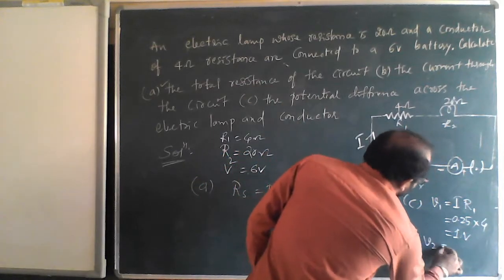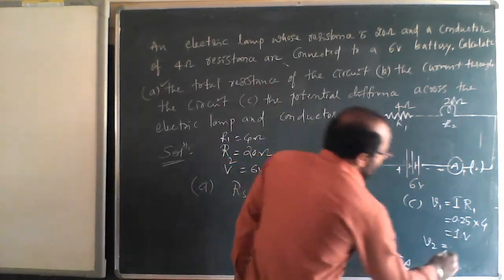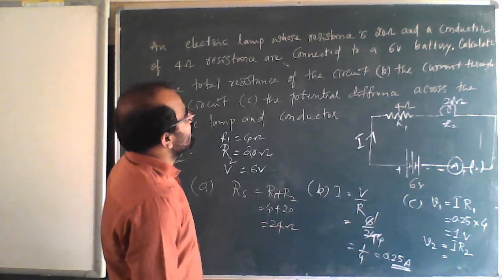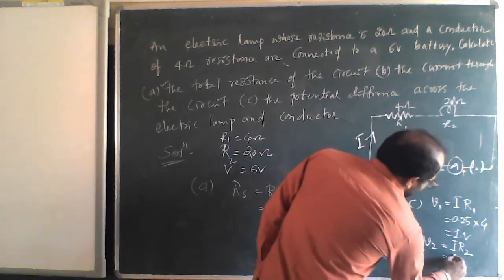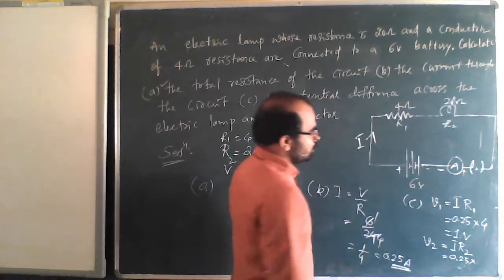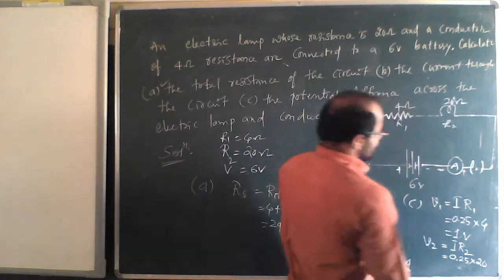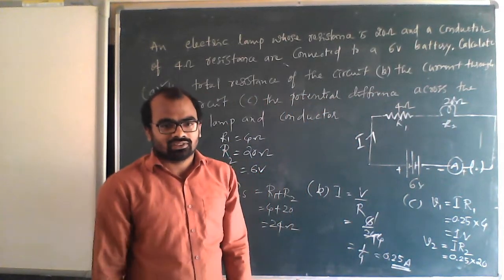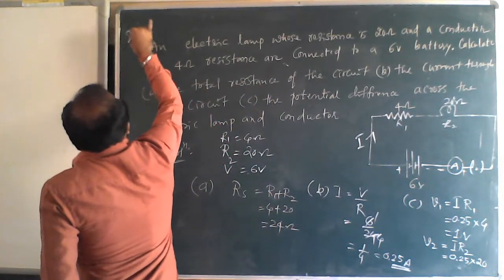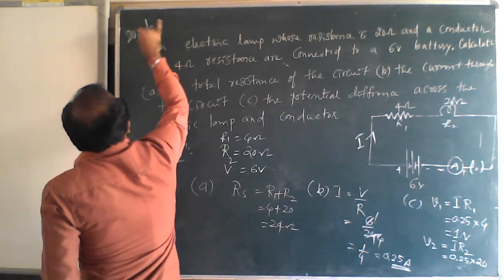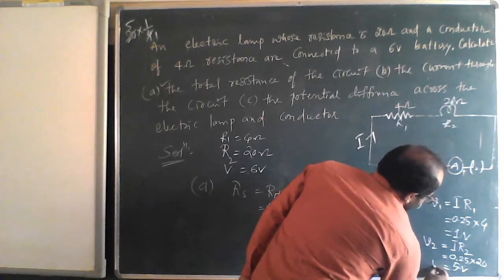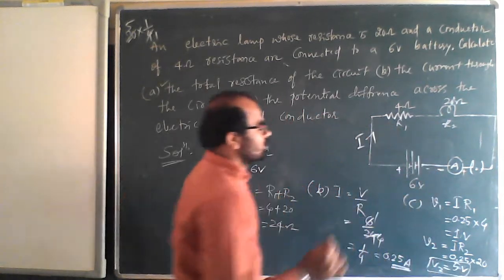So what is my V2? Similarly, V2 is IR2. We have already found I as 0.25, into R2, which is 20 ohm. 20 into 0.25 will be 5. How do you know that? 0.25 is 1 by 4, so the 4 cancels with the 20 and we get 5. So that is our 5 volt, V2. This way we have to solve this problem.